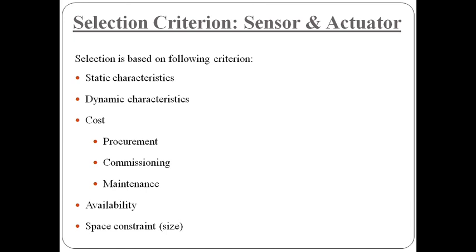The static characteristics are the characteristics shown when we measure a static variable. And the dynamic characteristics are those shown when the measuring input is varying rapidly. Then cost, procurement, commissioning, the maintenance of these sensors and actuators, then availability and space constraint, which is size. So these are the selection criteria, or the parameters, which we take into account while selecting an actuator or sensor.